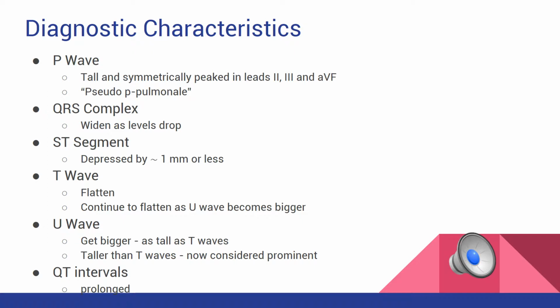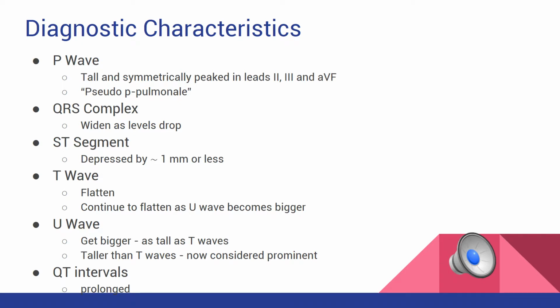The EKG changes quite a bit as levels drop lower and lower. And the QRS complex is one of these major changes that we're going to see. It will get wider as the levels get lower. The ST segment is typically depressed. The T wave is another major thing that we want to look at. So the T waves will kind of flatten and turn into a U wave.